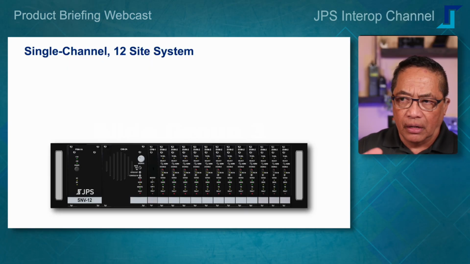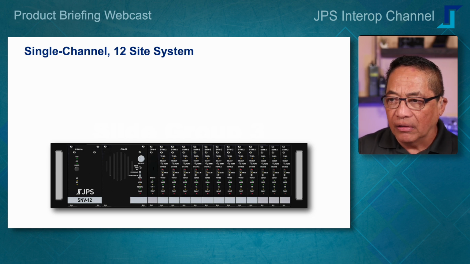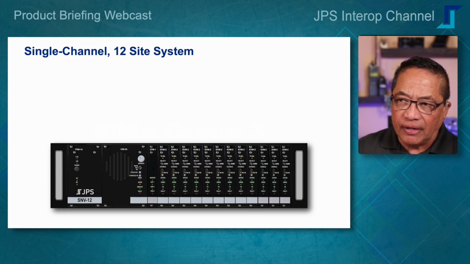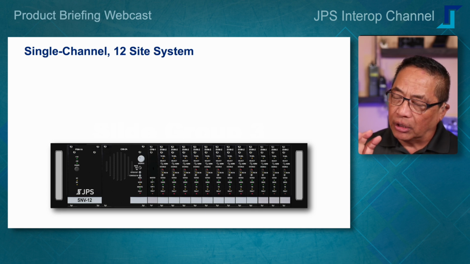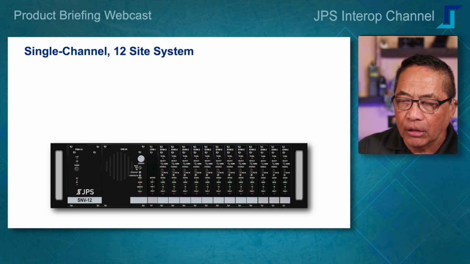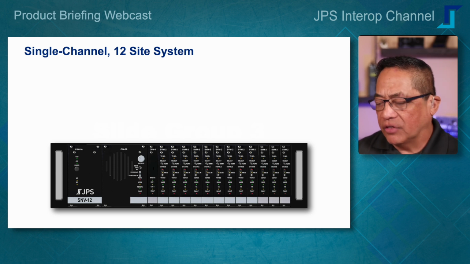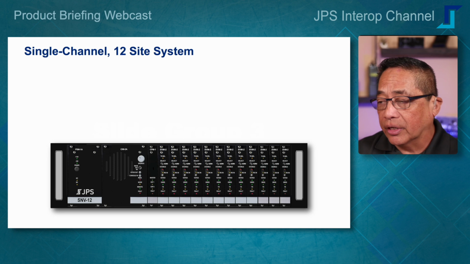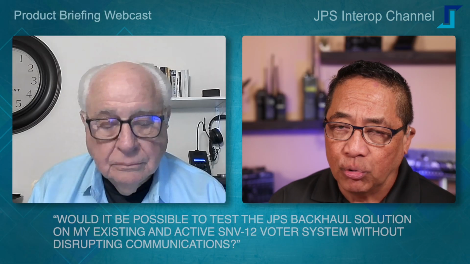system, and you can see on here that we have a single JPS SNV-12 chassis. And one thing I wanted to mention is a chassis signifies a single conventional radio channel. So if I had an agency I'm dealing with and they have 5 conventional channels that they want to vote, they're going to need 5 SNV-12 chassis.